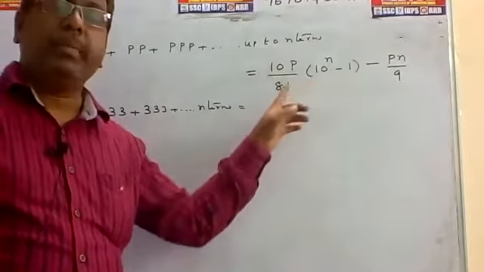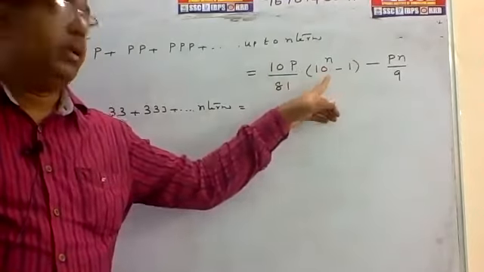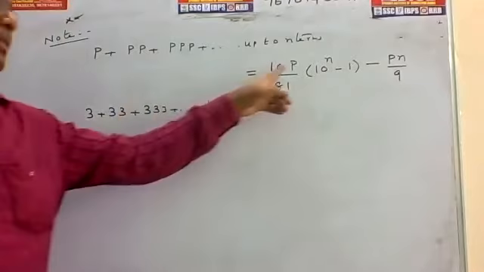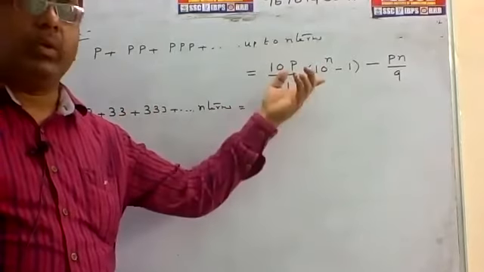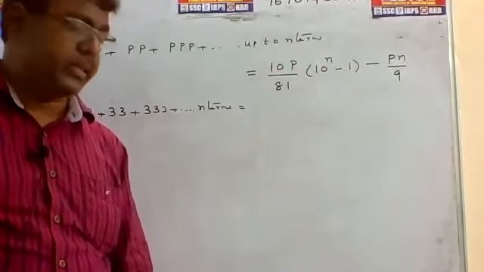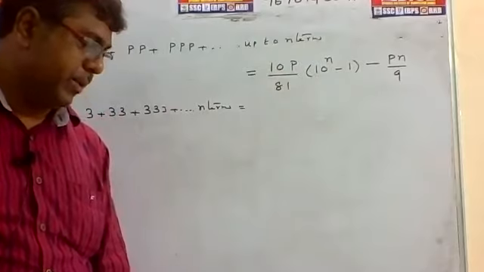So just apply the formula here. P means 3. n means n only. Remaining are as is, same.